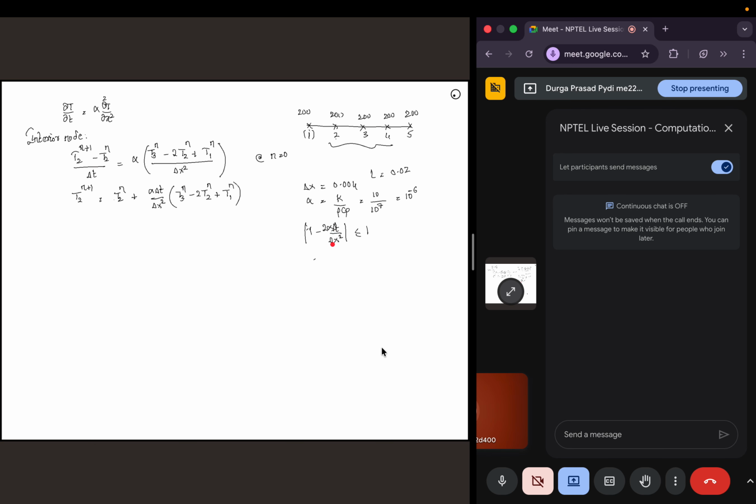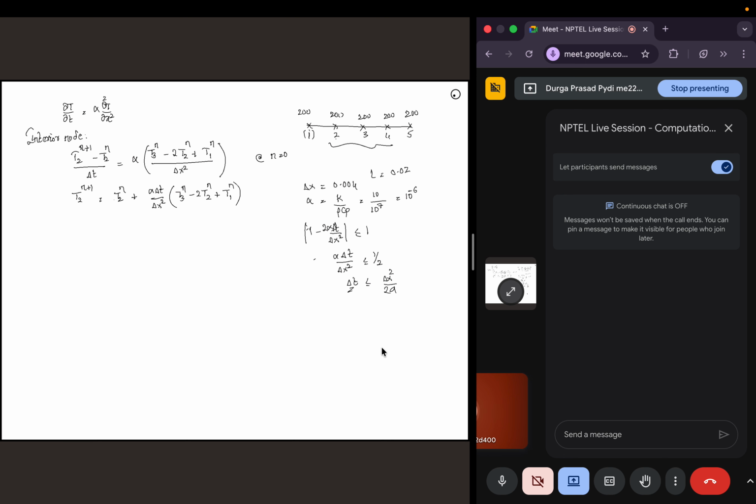So if we were to expand this, what we would eventually get is alpha delta t by delta x square is less than or equal to half. Delta t should be less than or equal to something. So the key point here is that the maximum value of delta t that you can possibly take is limited by the value of delta x. So as you keep refining your spatial mesh, the value of delta t will also get reduced further.